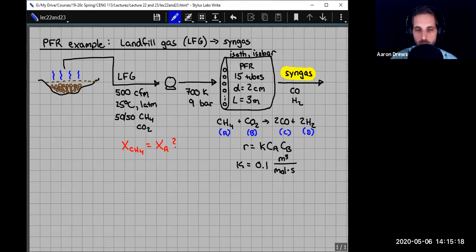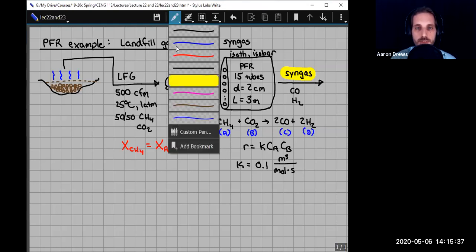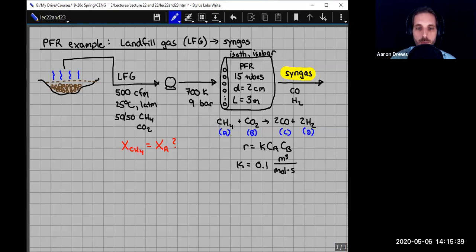Which is, again, we're going to call that the conversion of A, because that's the one that we're interested in. There's no reason you couldn't pick A to be the carbon dioxide if you wanted to. It would just kind of change actually almost nothing about this problem, but we're just going to arbitrarily choose methane as species A. So a couple of steps that we're going to have to do before we actually get to the material balance is dealing with the inlet flow.